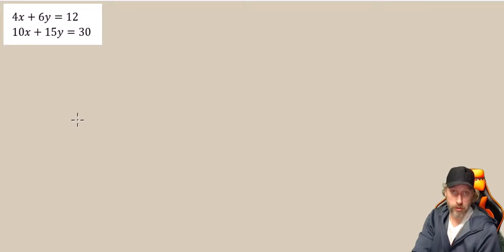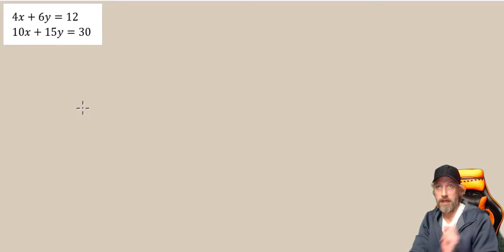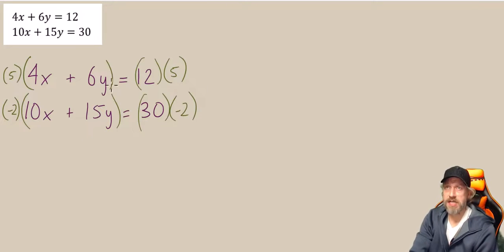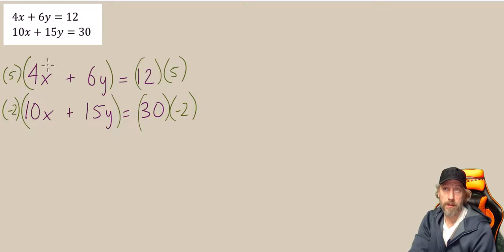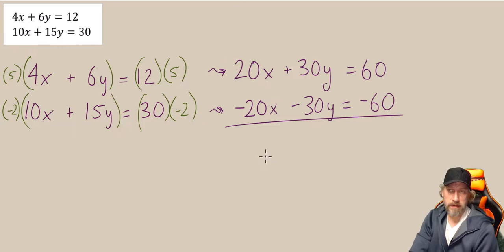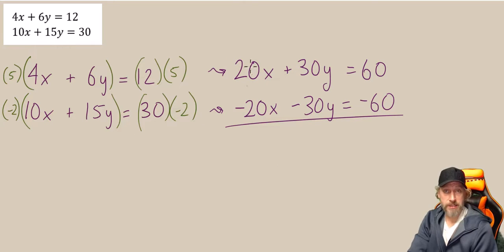And as usual, one positive, one negative, so that they'll be eliminated. I've got myself set up to do the top equation times 5 to get a positive 20x up there. The bottom equation times a negative 2 to make the negative 20x. That does give us opposite coefficients for the x terms. It does again give us opposite coefficients for the y terms, but it also gave us opposites for the constants.